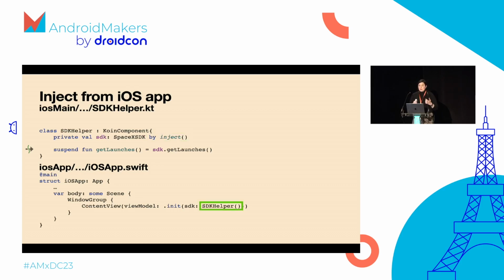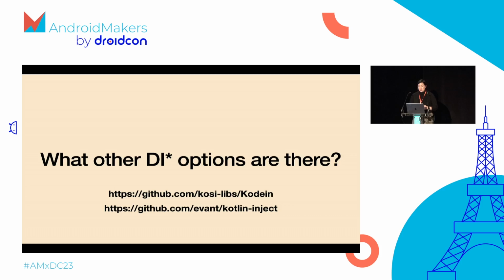And then instead of using the SpaceX SDK, we now are going to use SDKHelper. So whenever we pass into our view model's constructor, we pass in the helper, and we are always going to use the helper in our view model instead. If you're wondering what other DI options there are, there's also Kodein from Salomon Brys and Kotlin Inject.